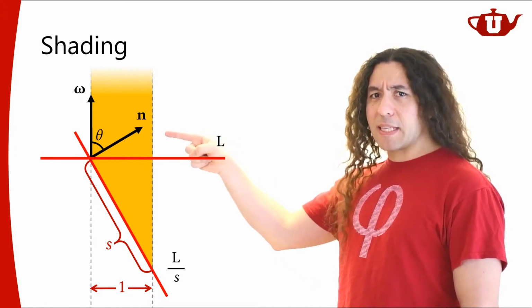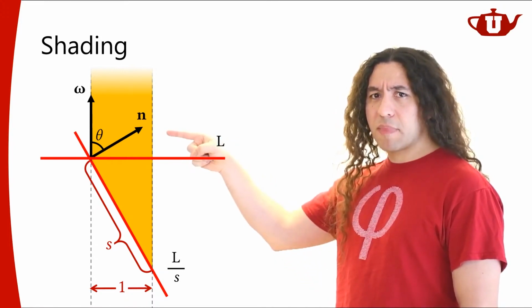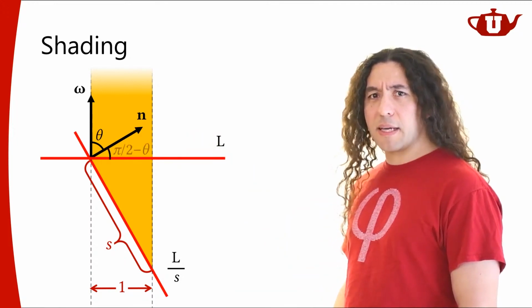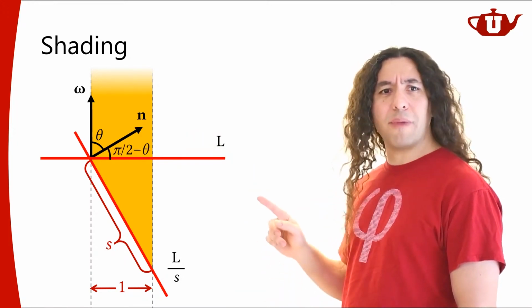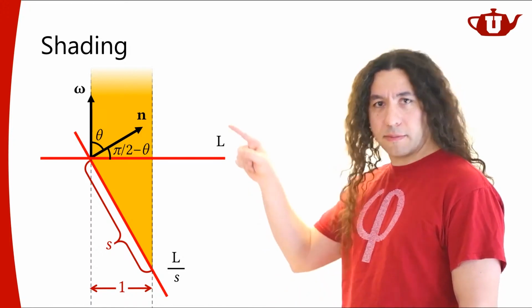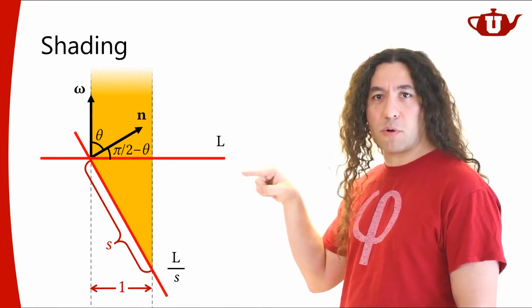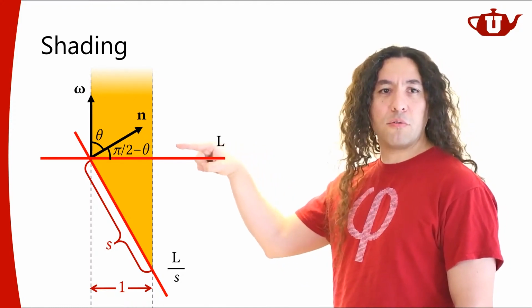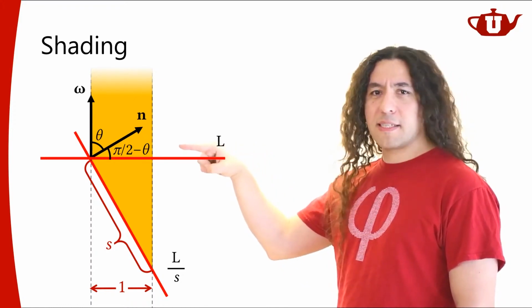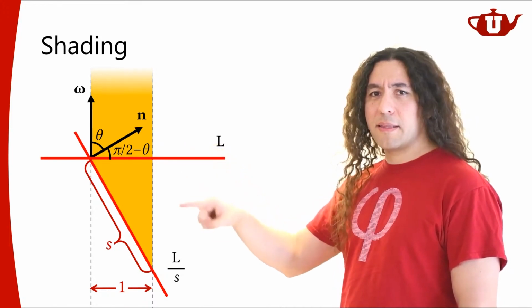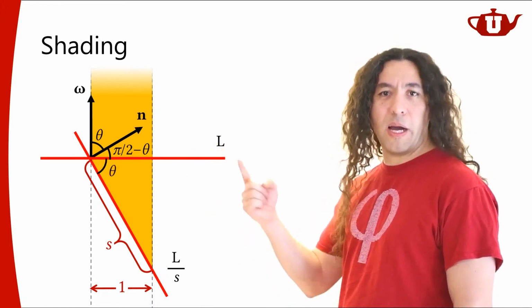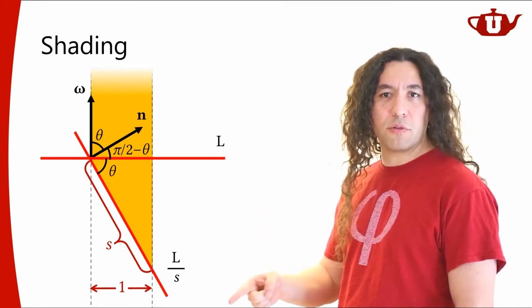So if that angle is theta, this angle is going to be pi over 2 minus theta, right? Because the light direction was perpendicular to the plane, so this has to be pi over 2 minus theta. And this is pi over 2 minus theta. This remaining angle here must be theta because my surface normal is perpendicular to the plane.